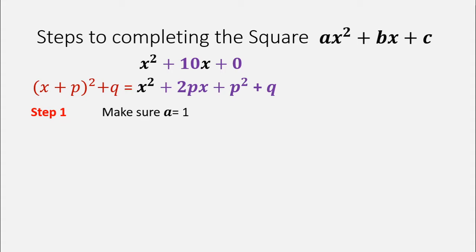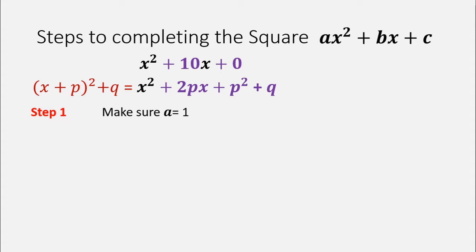Step 1, make sure a is equal to 1. Well, that's pretty simple. a is the coefficient of the first term, and there is no number in front of the x², which means that is 1x². So yes, a is equal to 1. It's not always 1.